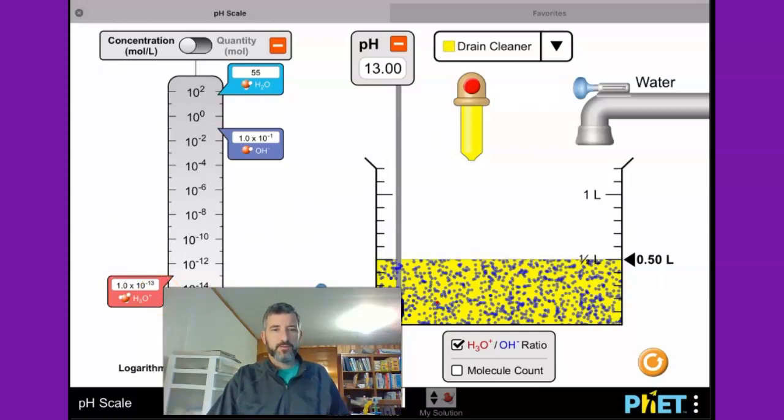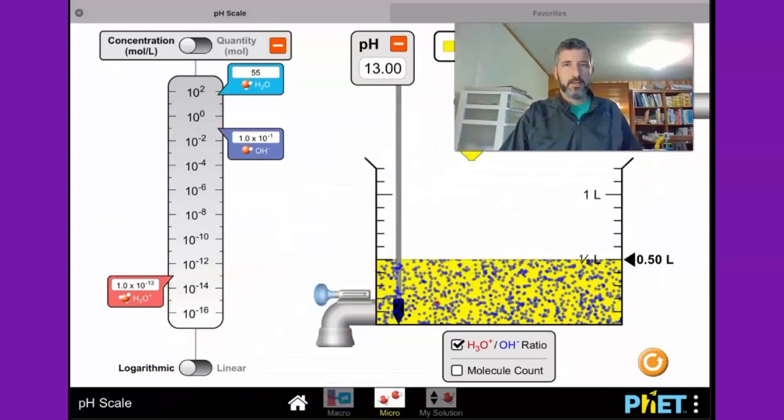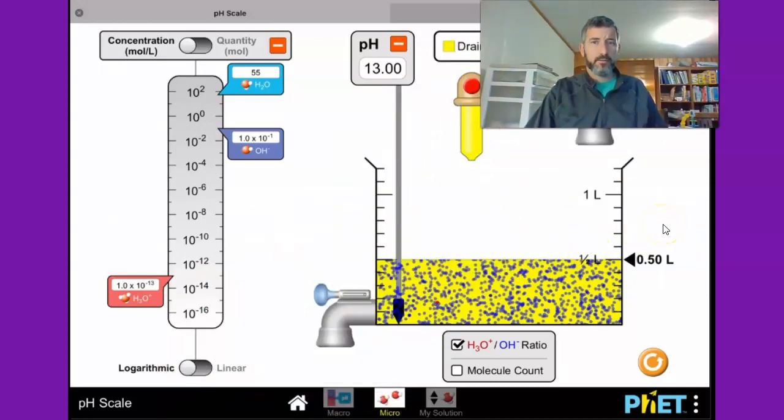I'll put the link to this PhET simulation on Classroom as well, so you can play around with it yourself if you want to. There's no points associated with that, but if you're curious about how this whole pH thing works as a function of hydronium and hydroxide and what the picture looks like, you can play around with that. It is HTML, so you can do it on your phone or your tablet or your Chromebook.